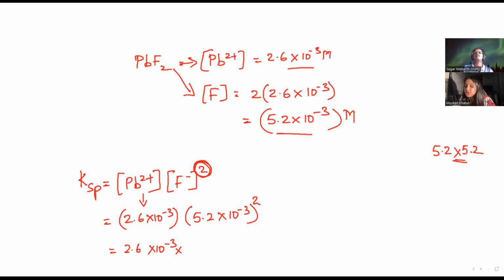10 to the power of negative 5. No. How much is 5.2 times 5.2? 5.2 times 5.2 would be 27.04. Isn't it? Yes. So it's 27.04 times 10 to the power of minus 3 times 2, because powers get multiplied. Then that would be 10 to the power of minus 6. Is that understood? Yes.